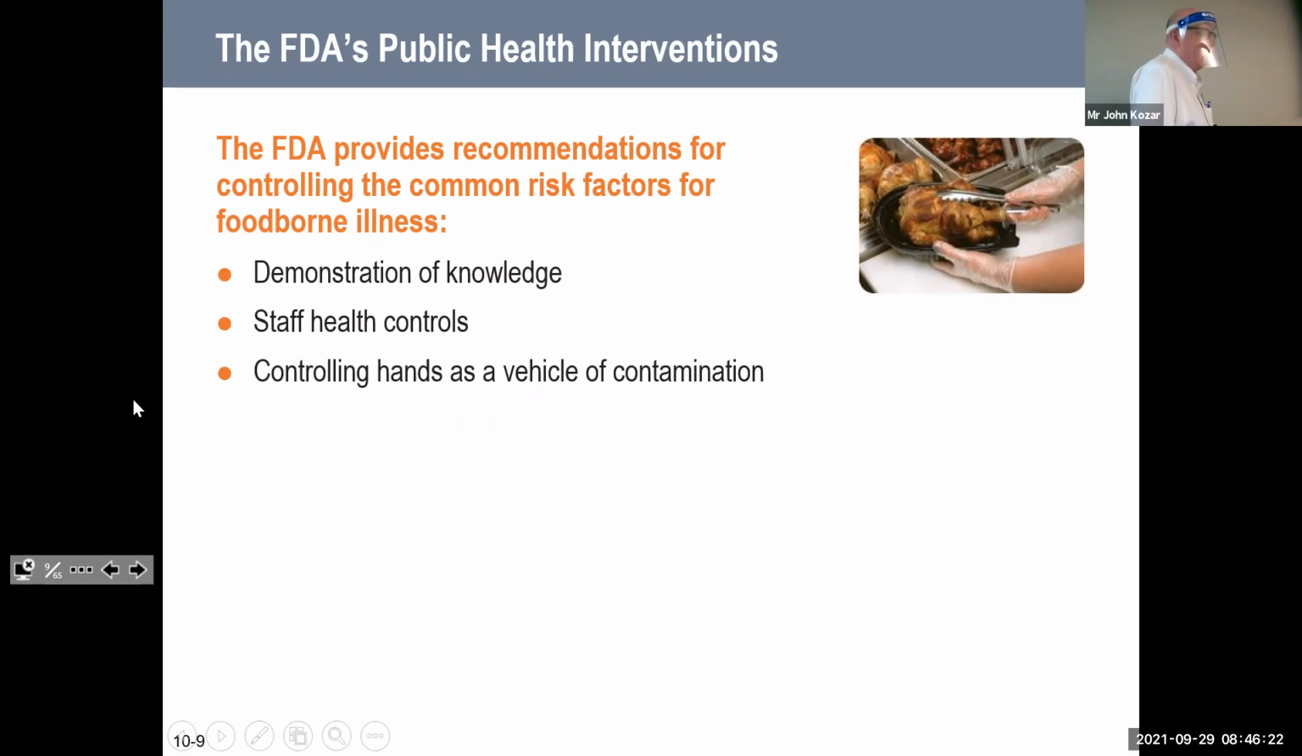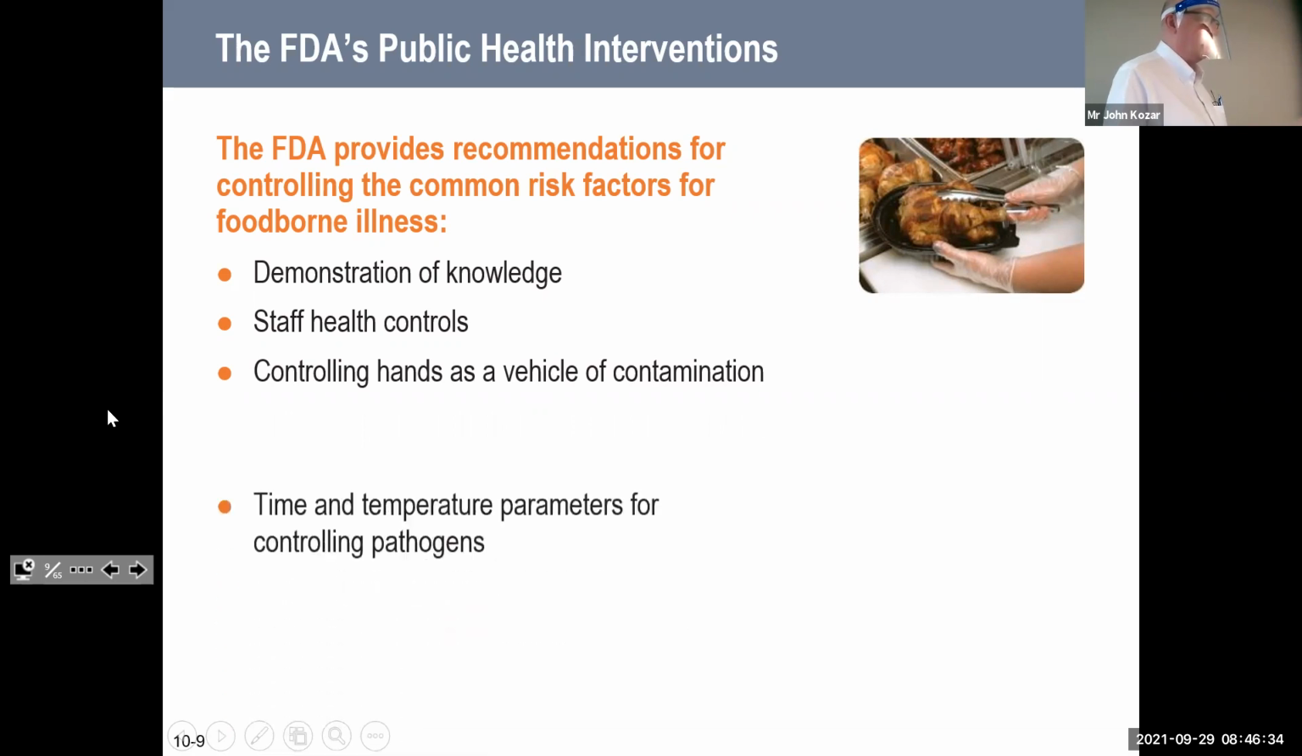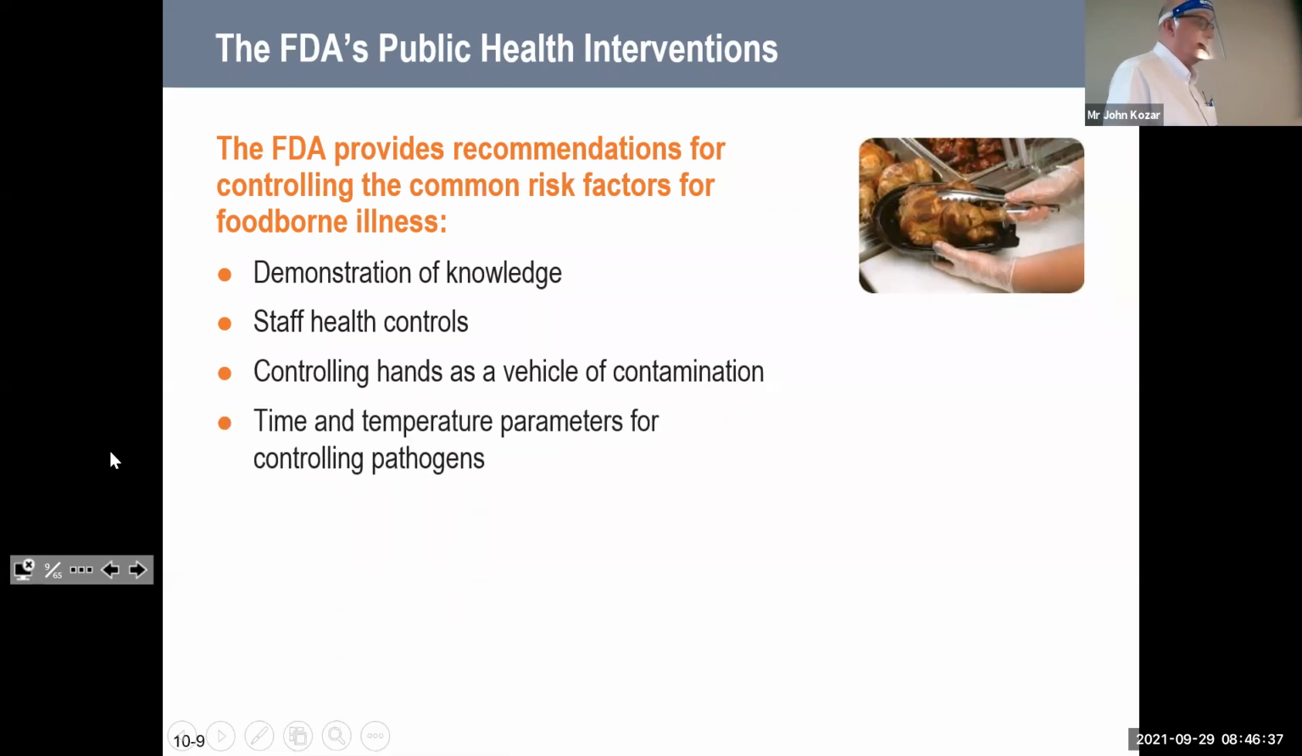The manager has to know how to control hands as a vehicle of contamination, what policies to have in place, when to change gloves, when to use tongs, what all their options are going to be. Time and temperature parameters for controlling pathogens. Typically, food can stay in the temperature danger zone for how long? 4 hours, and then you have to throw it out, typically. Consumer advisories, so if you're serving raw or undercooked foods, TCS foods.